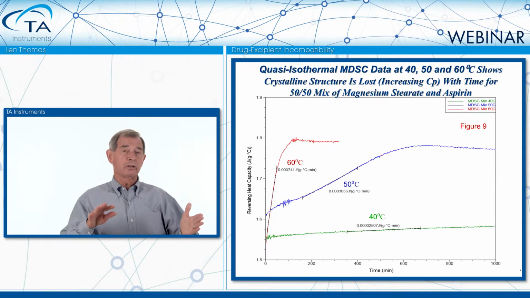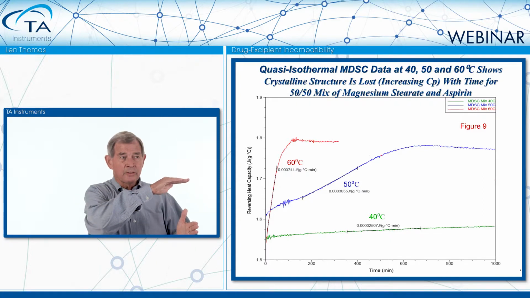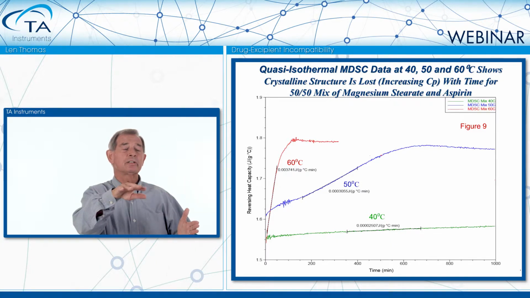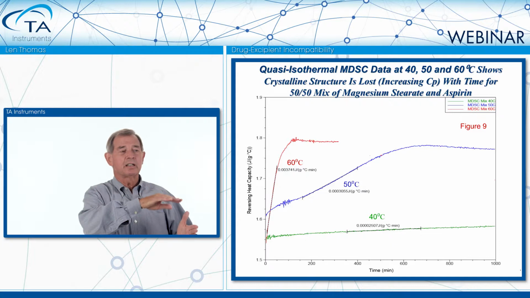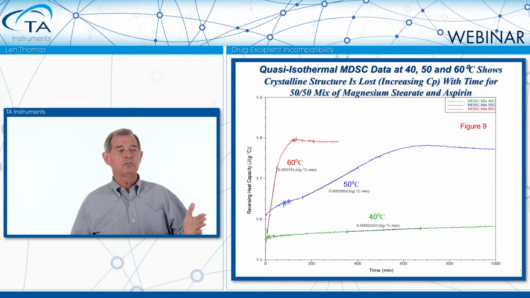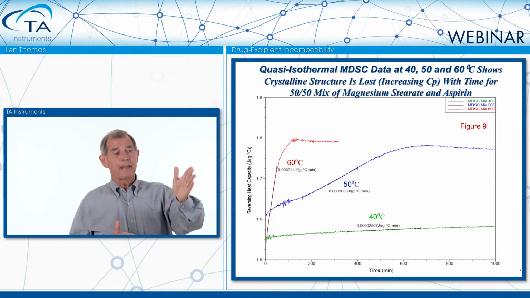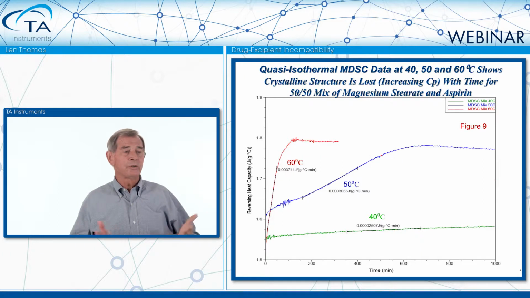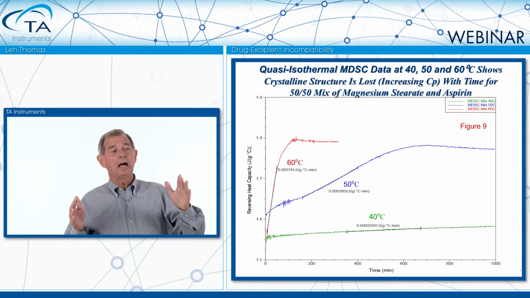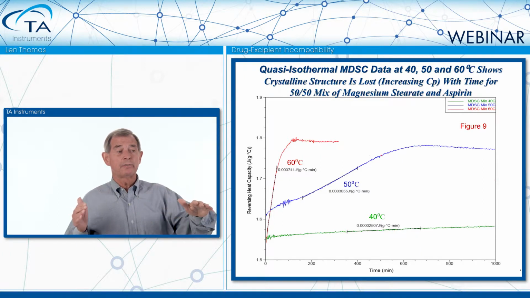Once we've eliminated all the crystalline structure, the value for heat capacity will plateau until you get significant decomposition, then you might see a change one way or another. At 50 degrees, the reaction went a whole lot slower, okay? And that gives us the slope that we see there. Notice that at about 600 minutes, a little more than 8 hours or so, the value levels off, okay?